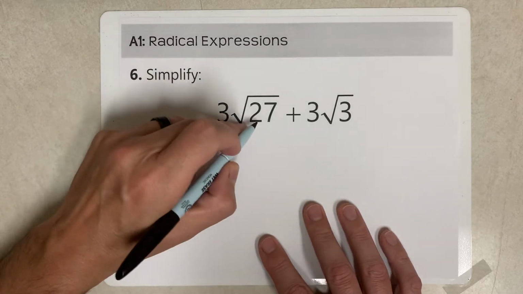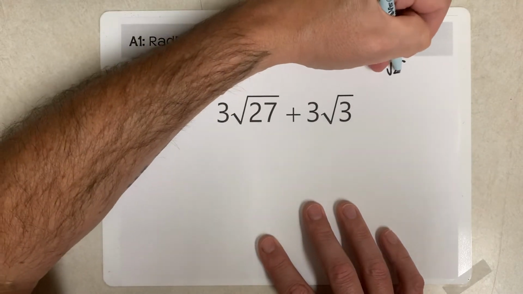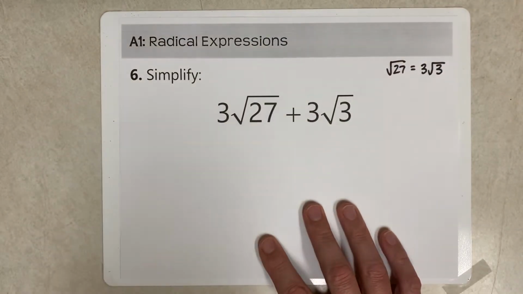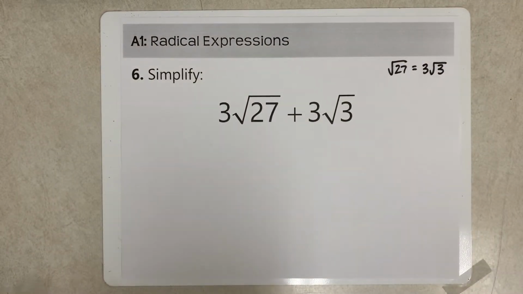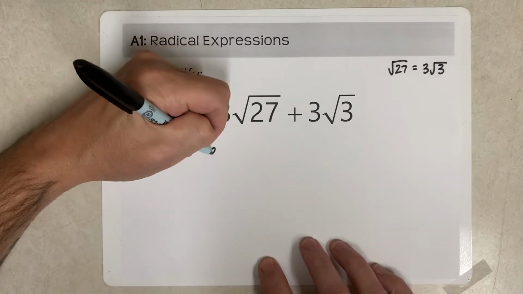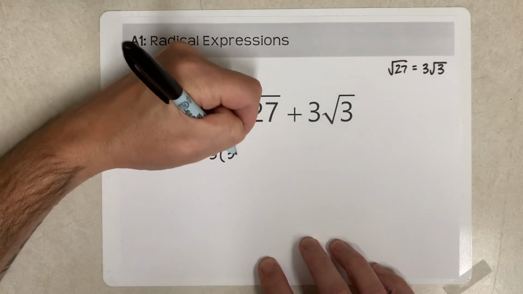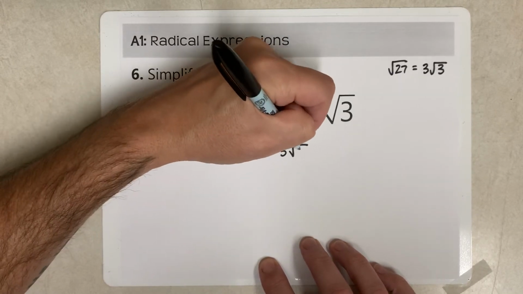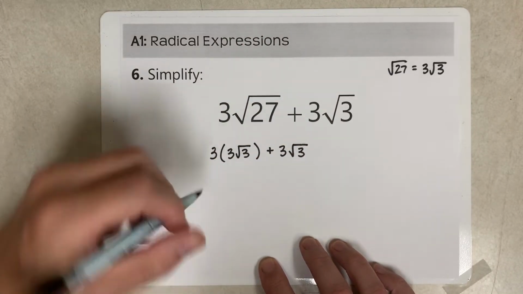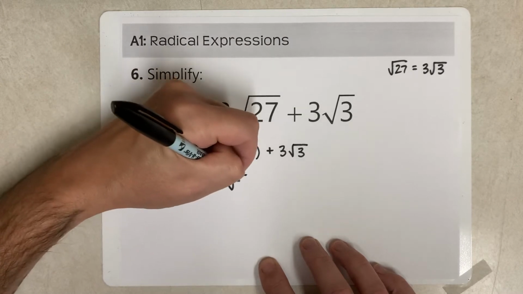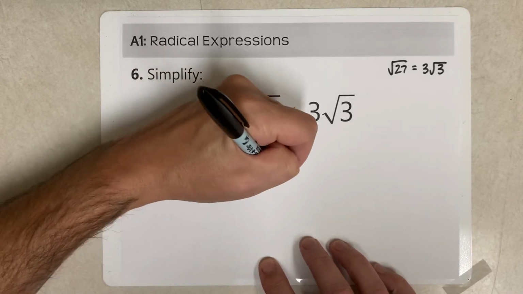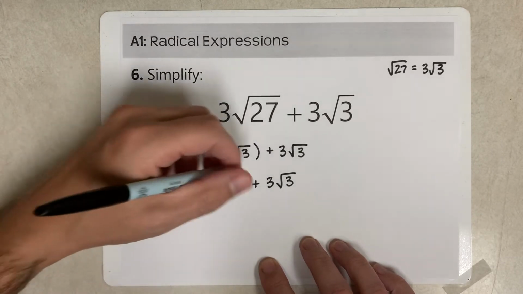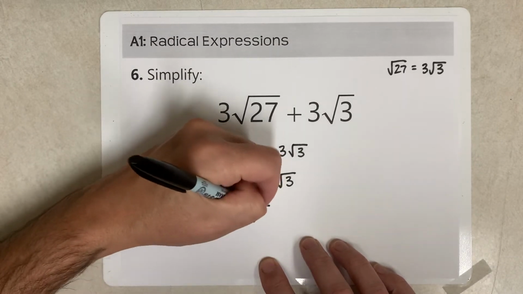Okay, we have a similar one here. Again, we're going to take that root 27 and replace it with 3 root 3 because we know already that's what it's going to be. There's no use doing that every time. We know it's going to be 3 root 3. So we have 3 times 3 root 3 plus another 3 root 3. 3 times 3 is 9. So we have 9 root 3 plus another 3 root 3. 9 and 3 make 12. So this whole thing is 12 root 3.